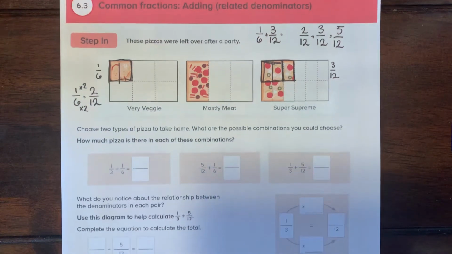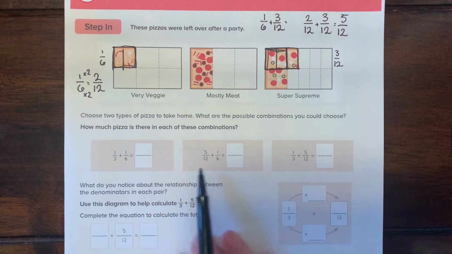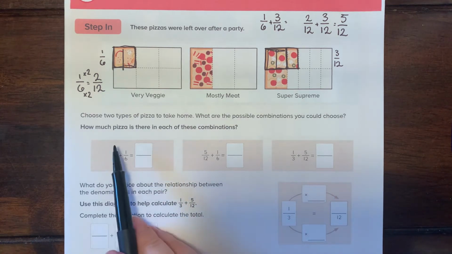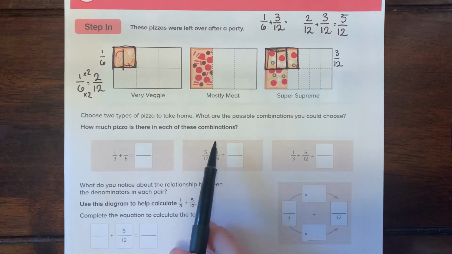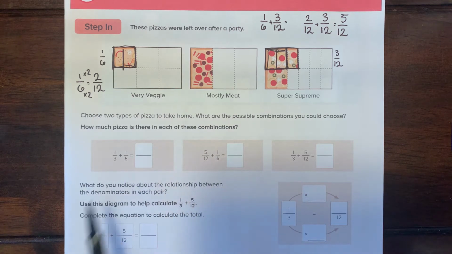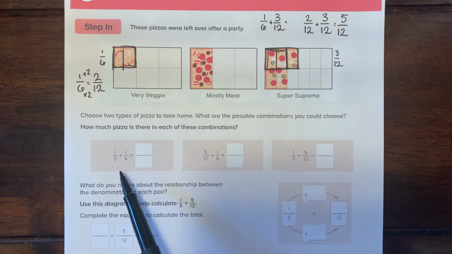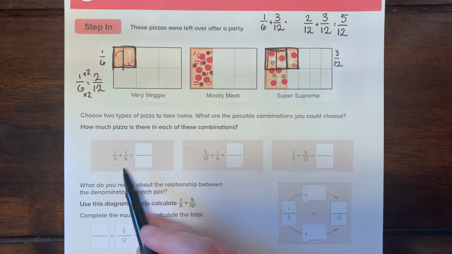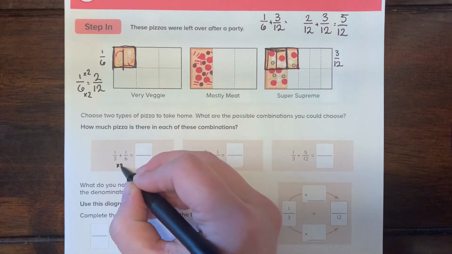Alrighty, so let's go down here. Origo went ahead and chose different amounts for us to use. So let's go over these one at a time. How much pizza is there in each of these combinations? We have 1/3 and 1/6 here, which is very similar to what we did up here, but we're going to change the 1/3 to a 6. So what do we need to do? What do we need to multiply by 3 to get to 6? We need 2. So times 2.